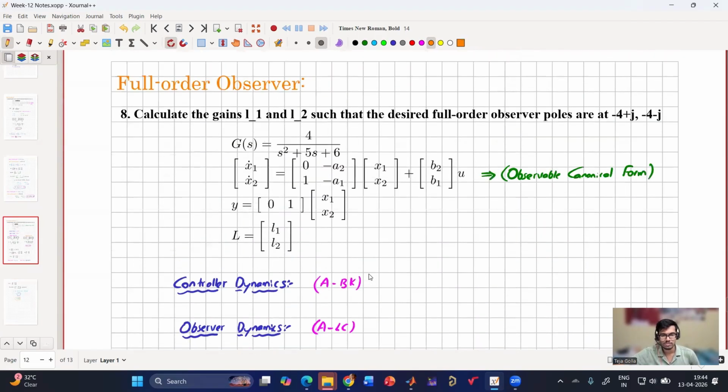So let me just discuss or summarize this problem, then I'll see if you have any questions. I'll summarize the entire session and we can end this discussion. They have given a transfer function and it is in observable canonical form. Since we have already calculated the controllable canonical form, we can get the observable canonical form by considering the matrix dual. But we have to see that the controller dynamics depend on the matrix A minus BK and observer dynamics depend on the matrix A minus LC.